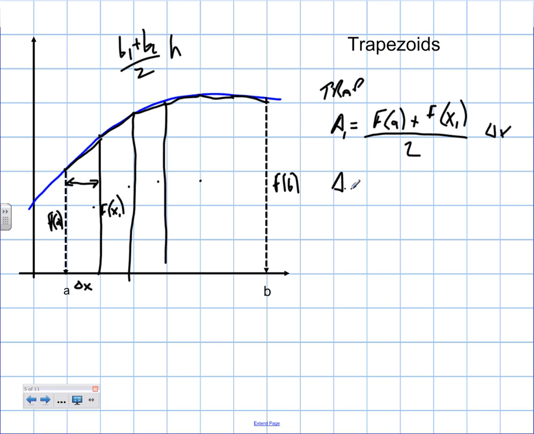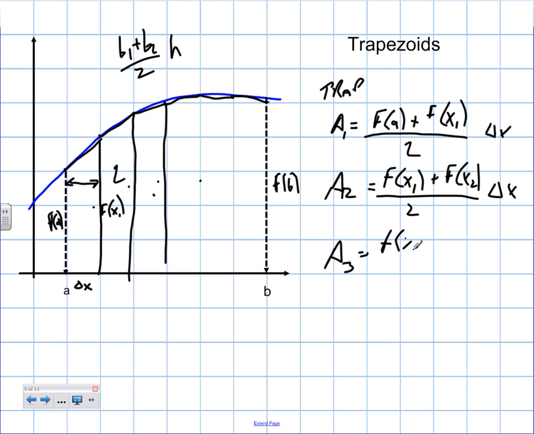If I want to find the area of trapezoid number 2, which is this one, I haven't done these in a while, so we would have the f of x sub 1 plus the f of x sub 2 divided by 2 multiplied by delta x. If I wanted to find the third trapezoid, okay, I'd have the f of x sub 2 plus the f of x sub 3 divided by 2 times delta x. And I can do that with every trapezoid.